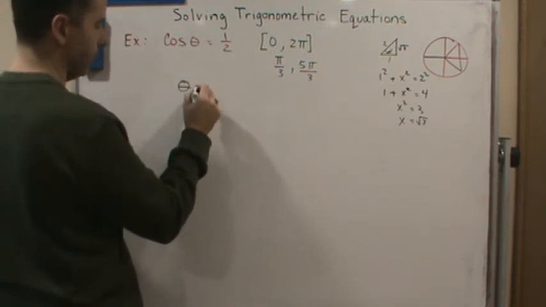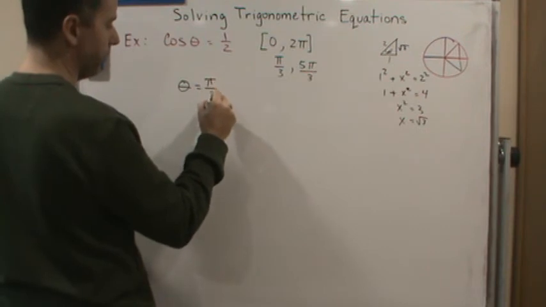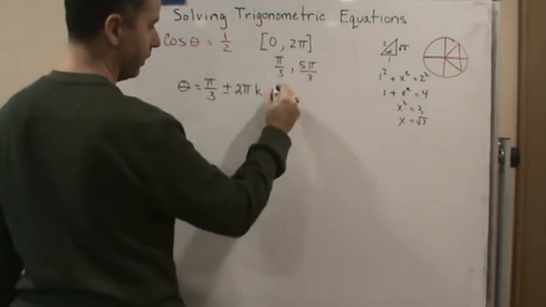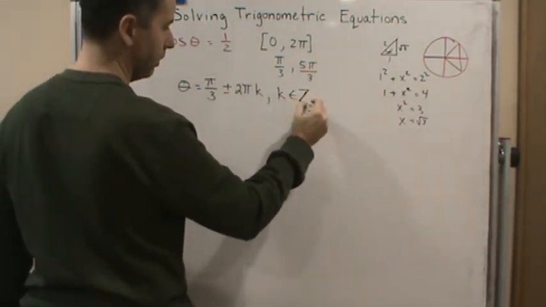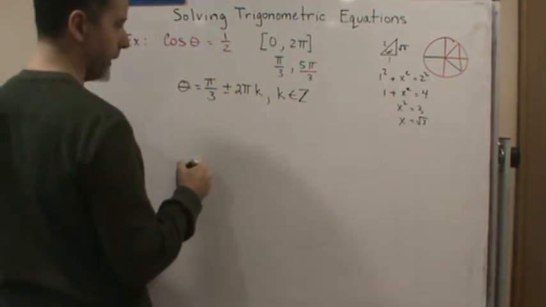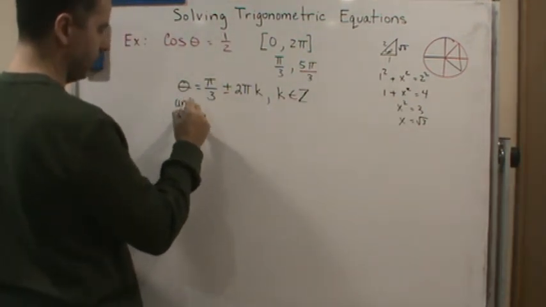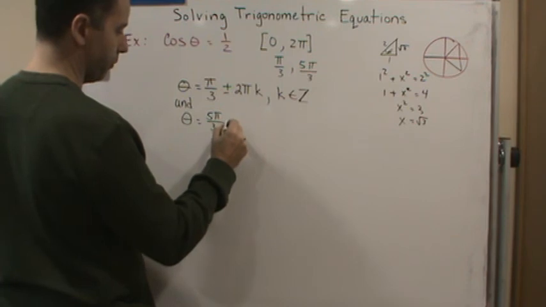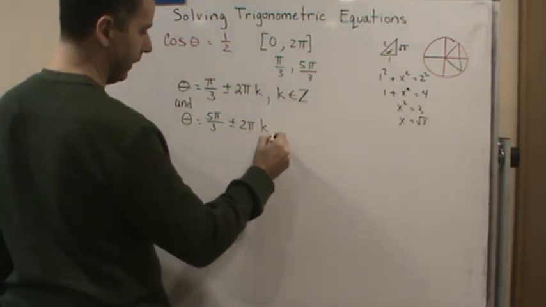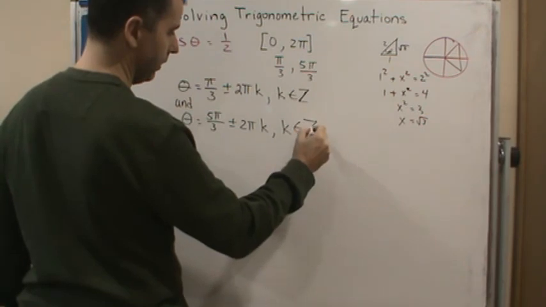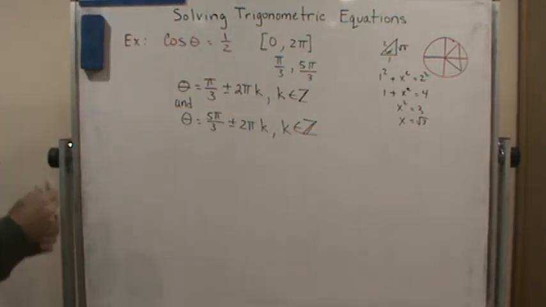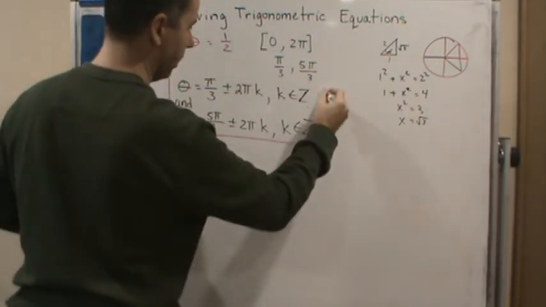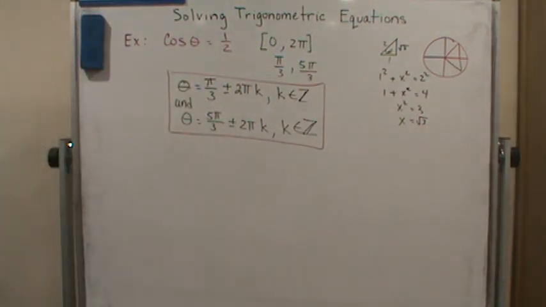Theta equals pi over 3 plus or minus 2 pi times k, where k is an integer. Okay? And then the other, and, right? We're going to have, and theta equals 5 pi over 3 plus or minus 2 pi k, where k is an integer. And so this would be the solution. And that's it.